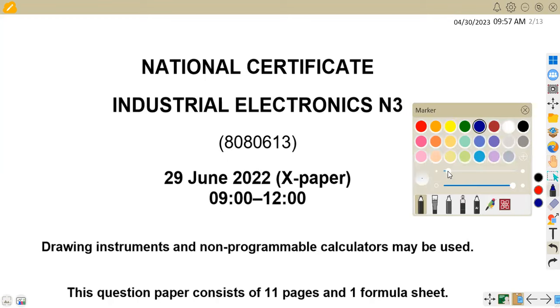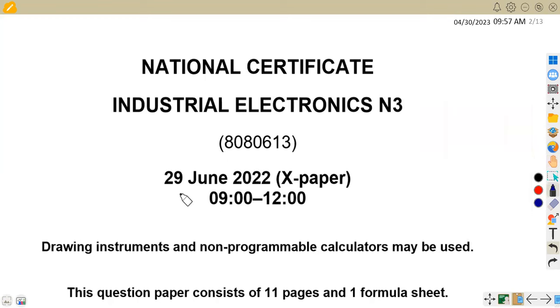So on this platform, we shall be focusing on the full paper from the June 2022 question paper, at your request, guys, so that we can be revising towards our exams, which are ahead of time.